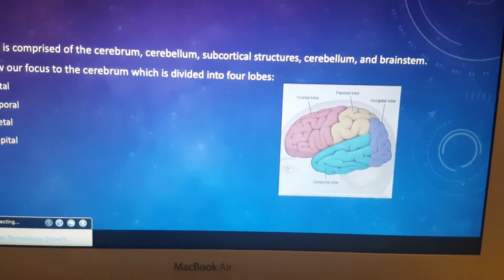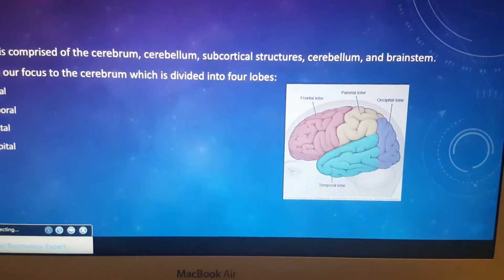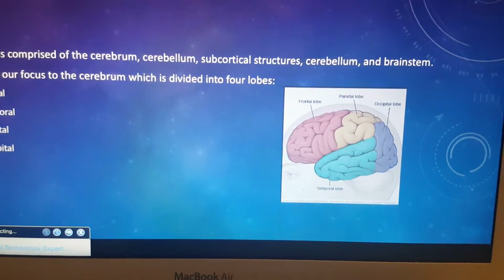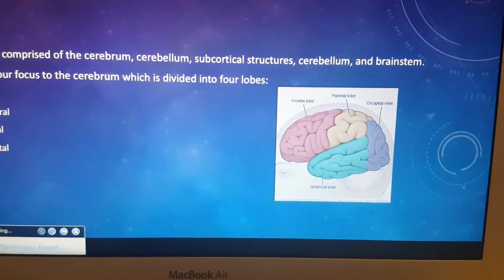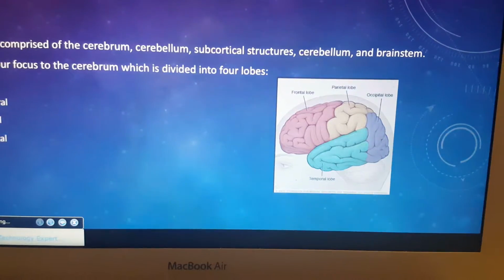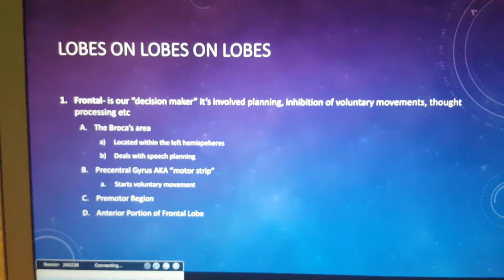So if we zoom in on this image, we can see our frontal lobe is obviously in the front of our brain. Our parietal lobe is kind of midway in the back, somewhere in the middle. Our temporal lobes, there's one on each side. And we have the occipital lobe in the back. So, lobes on lobes on lobes.